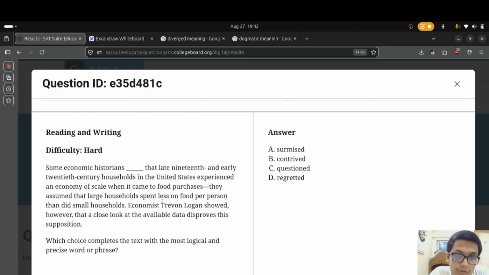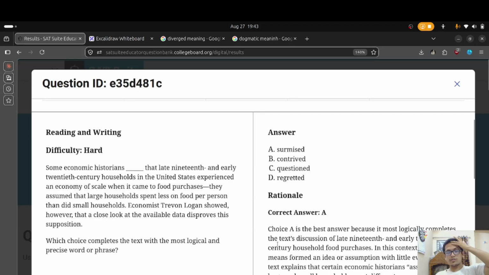Now that's an interesting question. They assumed that it should not be questioned, and it should not be questioned. Can it be regret? It's not regret, because in the next sentence they say that this disproves the supposition. So it could be surmised or contrived. So what I can say is that it should be surmised.